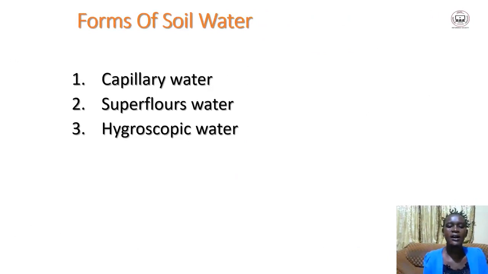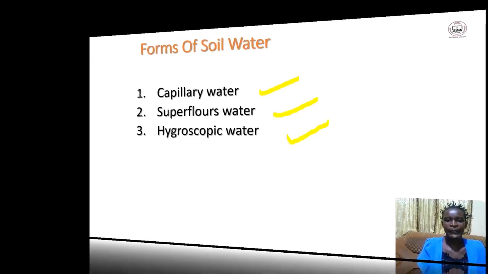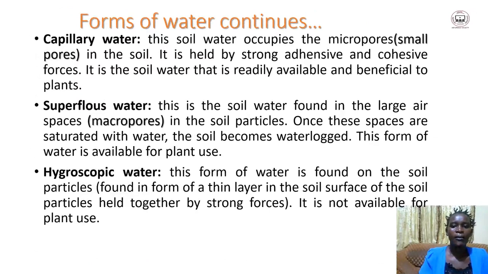Before we go to the experiment, to find out if we really can have water in the soil, we should know that this water can be available in the soil in three forms. These are capillary water, superfluous water, as well as hygroscopic water. Most of the time, soil water appears in the soil pore spaces, and these pores can be small as well as large pore spaces.